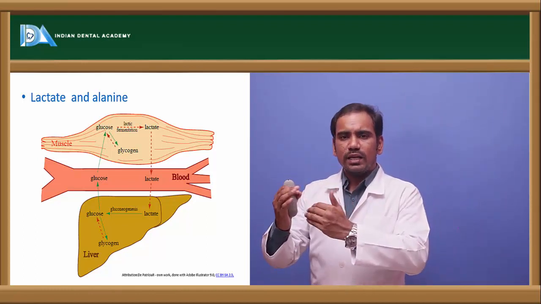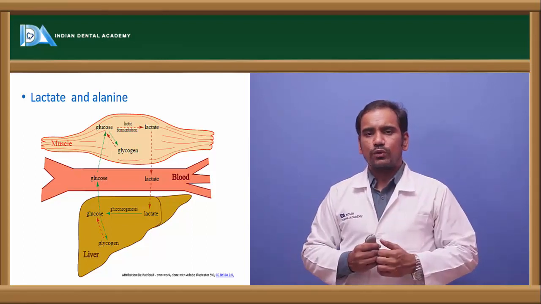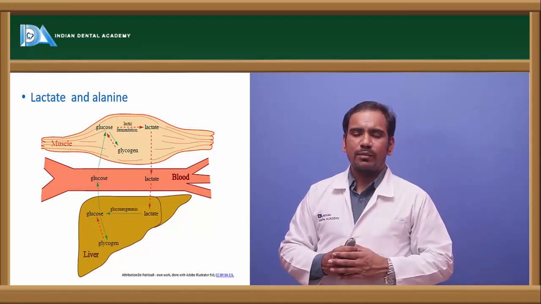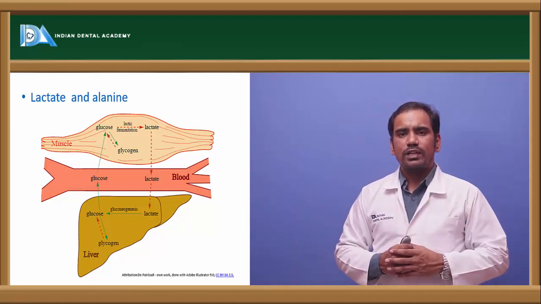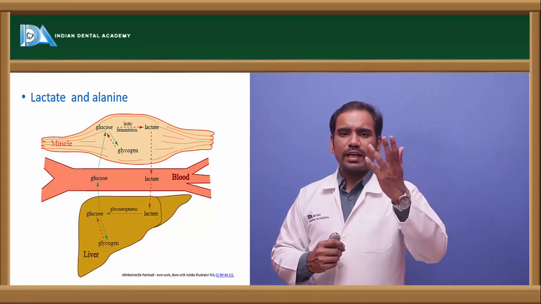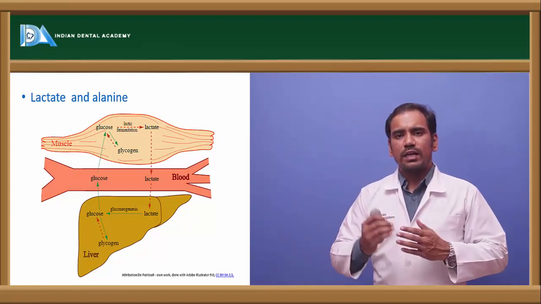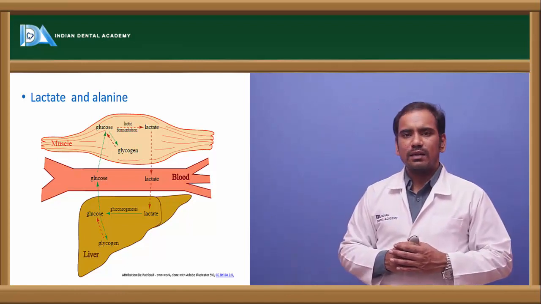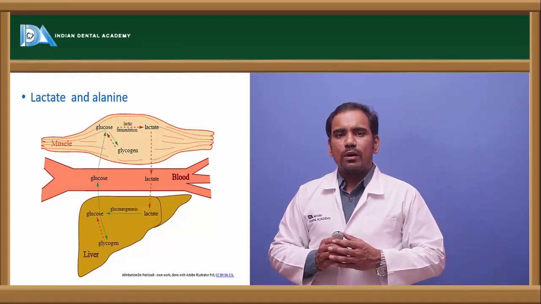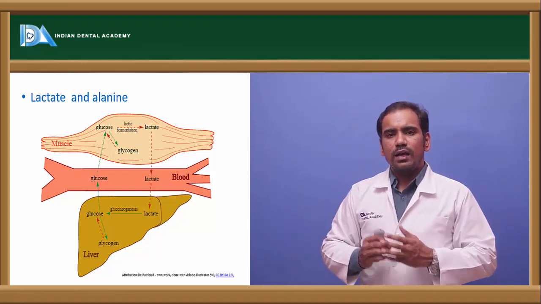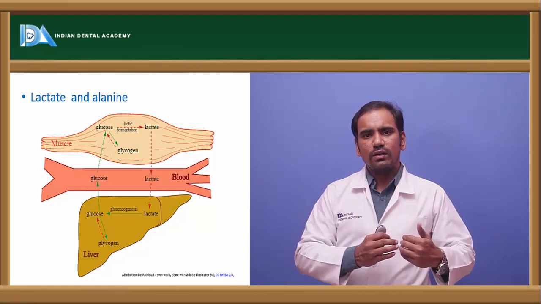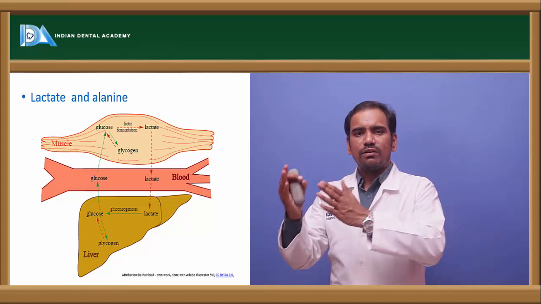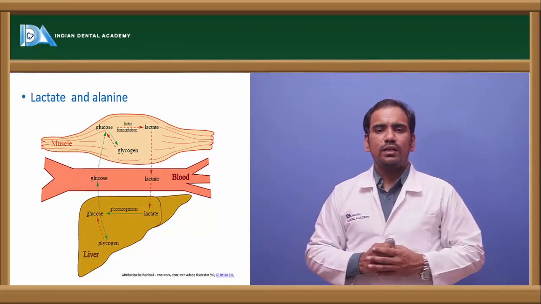That alanine can be used in the synthesis of glucose. Alanine formed in the muscle is transported into the liver through blood. Once it reaches the liver, that alanine by the action of the enzyme alanine transaminase is converted into pyruvate. That pyruvate again by a sequence of reactions can be converted into glucose. So this is how lactate and alanine can be converted into glucose. Lactate, which is formed in the muscle, enters the liver, and in the liver it is converted into glucose, and that glucose again reaches the muscle and is utilized in glycolysis.